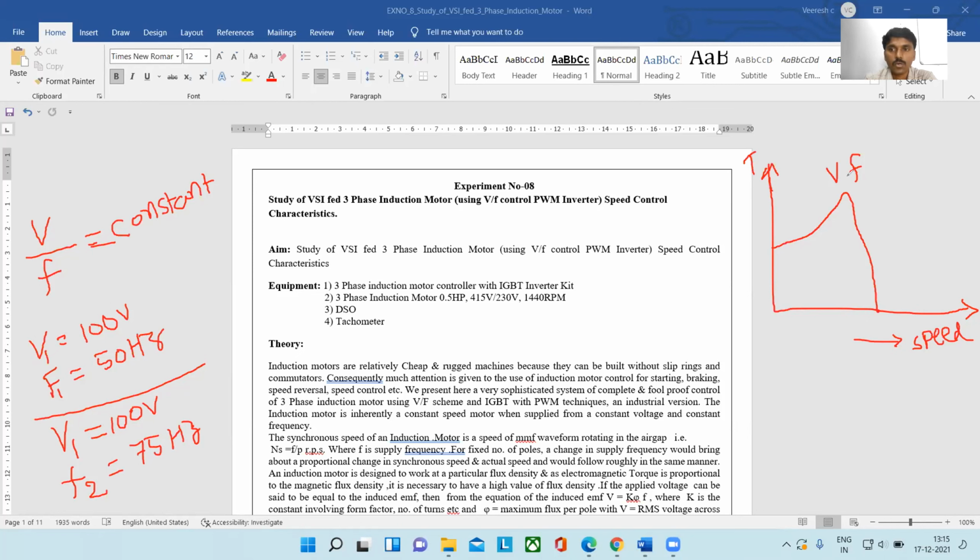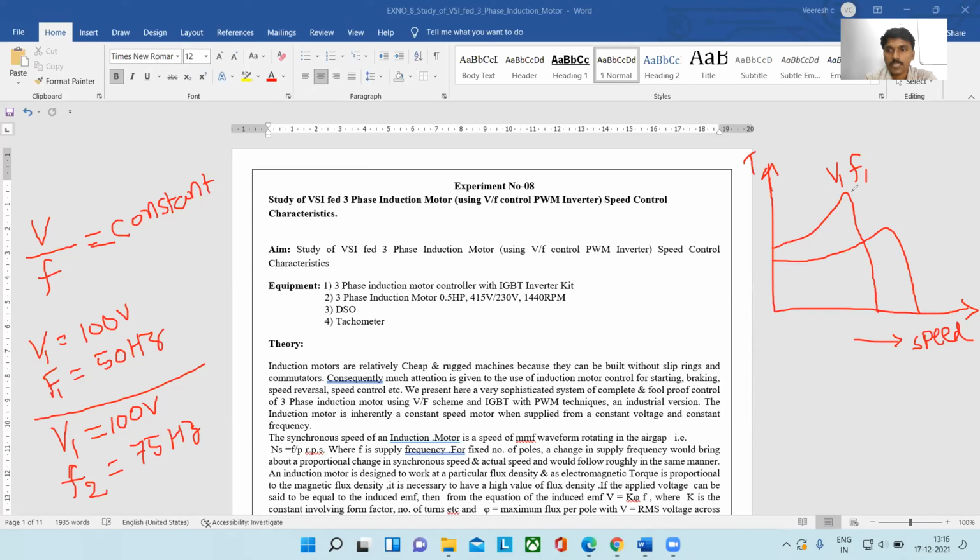So when the voltage is 100 volts and frequency is 50 hertz, we obtain the graph like this, that is V1 and F1. Now we are shifting the parameters, and frequency increases from 50 hertz to 75 hertz. Then what will happen? When the frequency increases, the speed also increases, but the torque decreases.